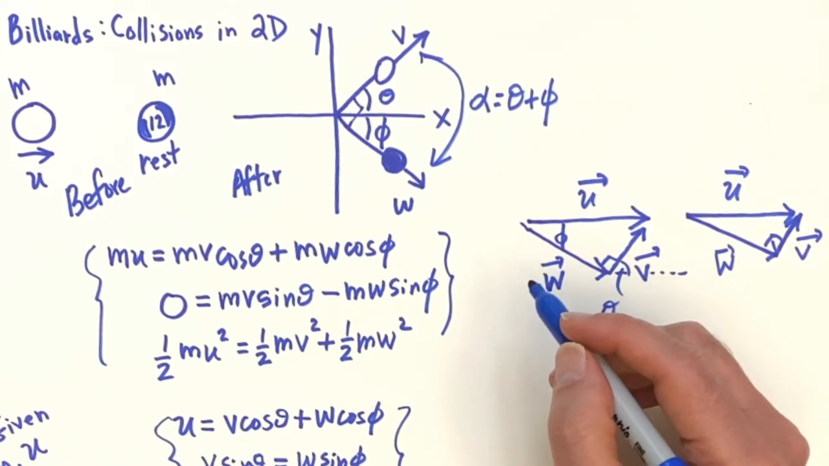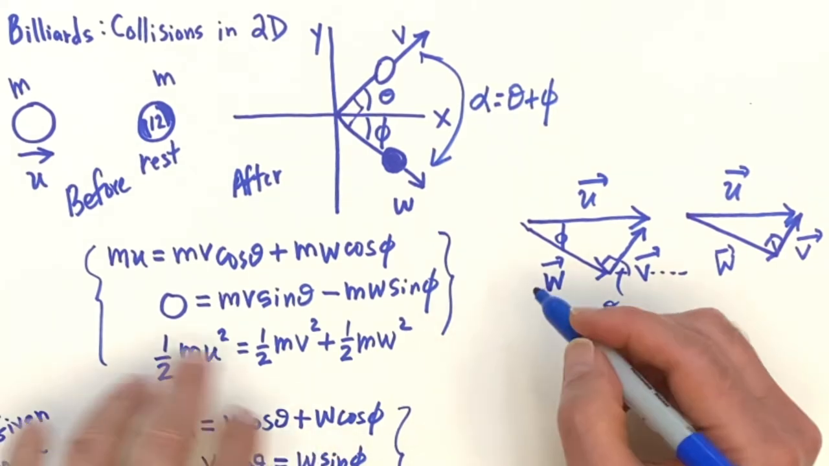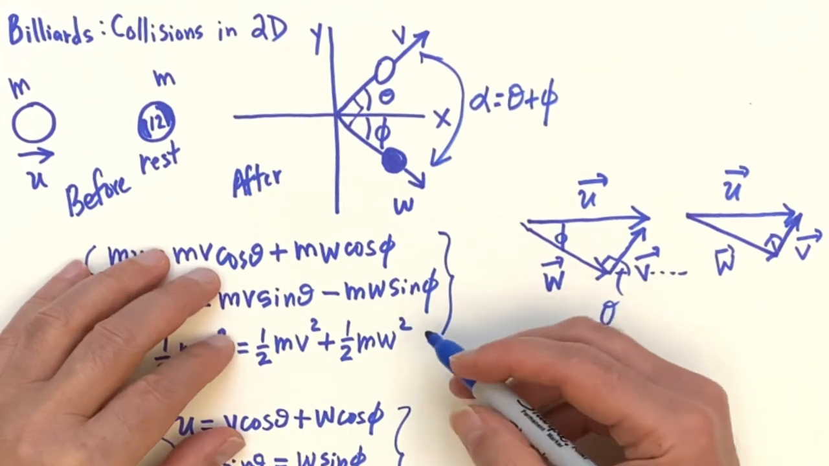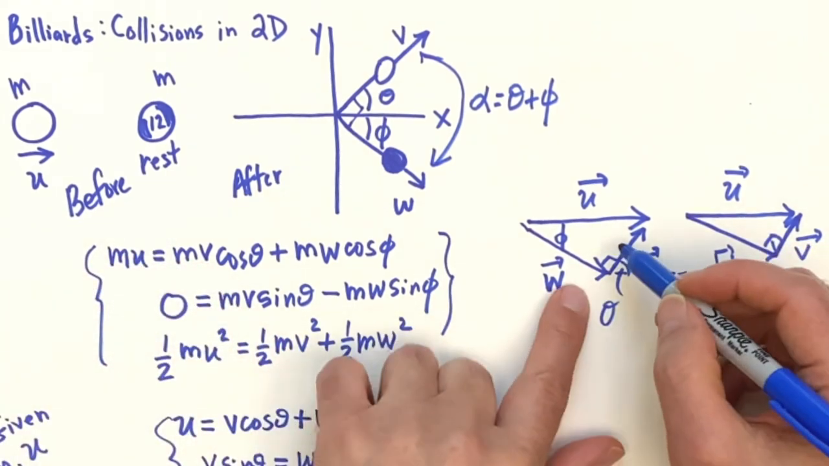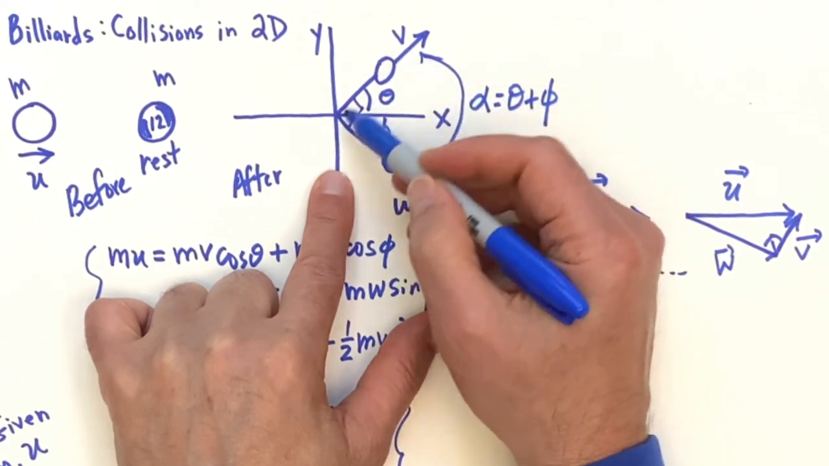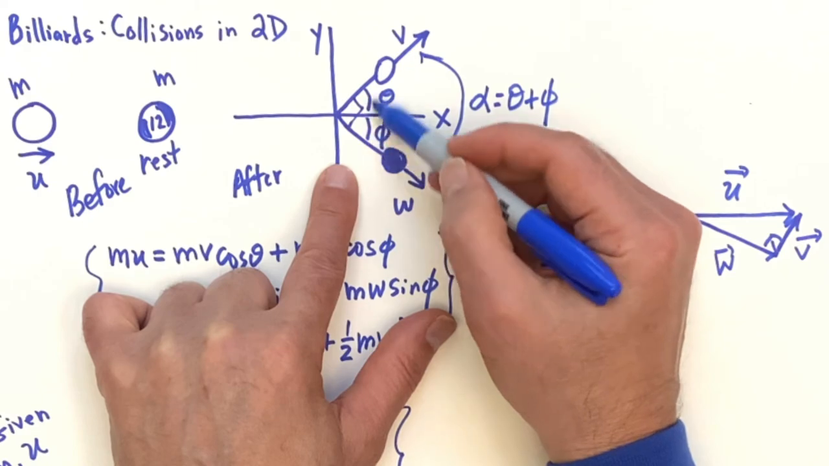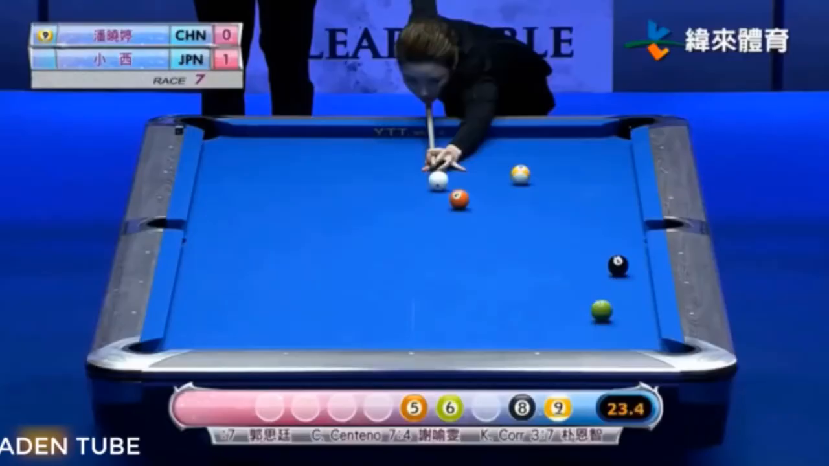And I'm going to show you in the video a couple of excerpts from other YouTube videos where you can look at pool shots and judge for yourself if the two balls going after being hit off center are at roughly 90 degrees.